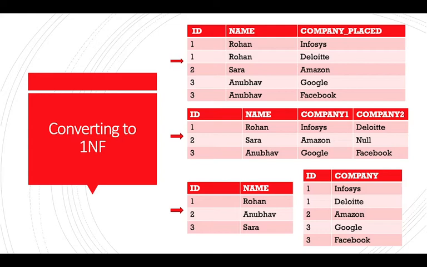So for that, we can represent it in one more way, which is dividing the table into two. What we have done is, we have created one table which has ID and name, and we have created another table which has ID and companies. Now if you see, all the values are unique and there are no multi-valued attribute. Also, we can link these tables together because ID is acting as a primary key in the first table and it is acting as our foreign key in the second table. So this foreign key can link us back to the first table with the help of the primary key.